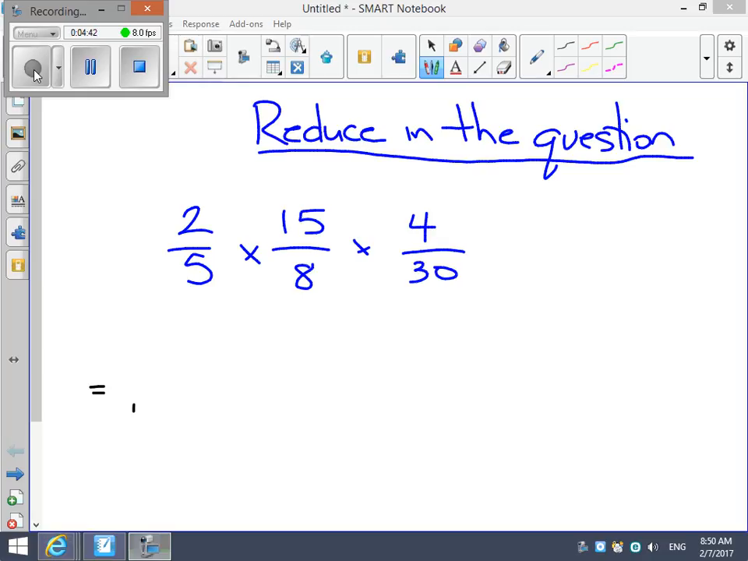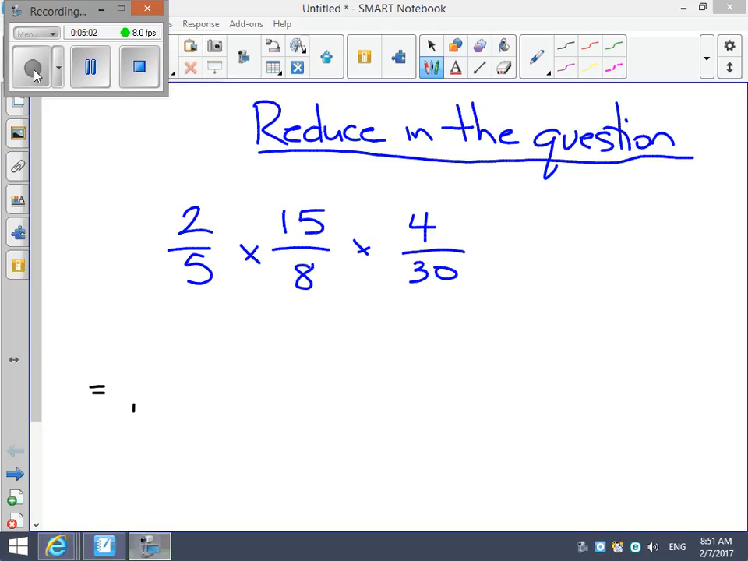So I guess we should take a second just to review this part of reducing. Now we can only reduce when we're doing multiplication. So it's really not too hard. When we reduce in the question, you find a numerator and a denominator, any of these combinations, that have a factor that's common to them, and you just reduce it here in the question so you don't have to do it later on when you get the answer.